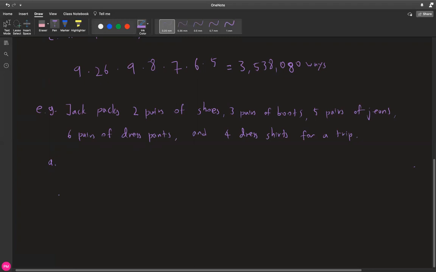So obviously you don't really have much guidance, but it's pretty evident that you don't wear shoes and boots at the same time. So logically speaking, how many different outfits?